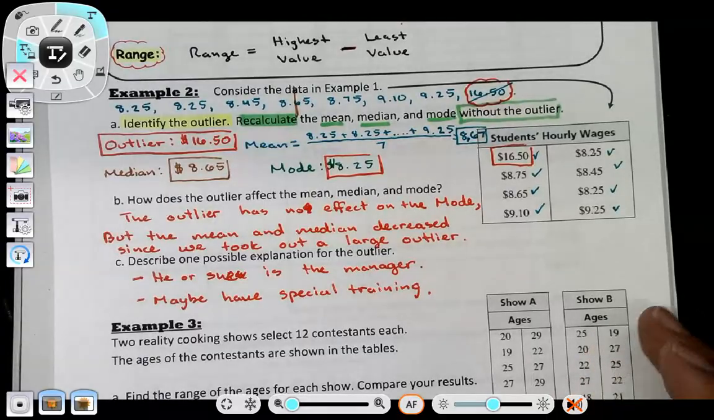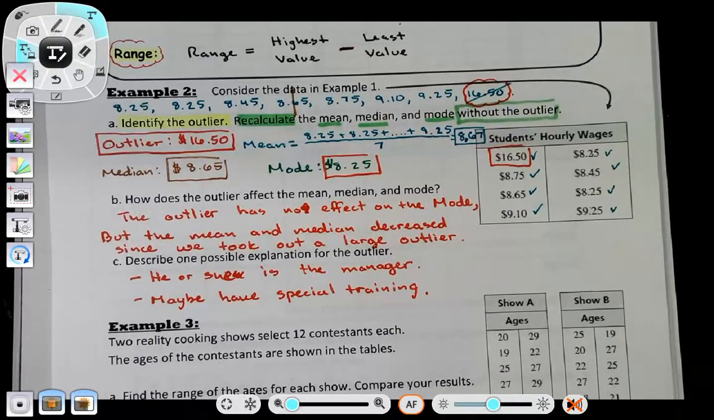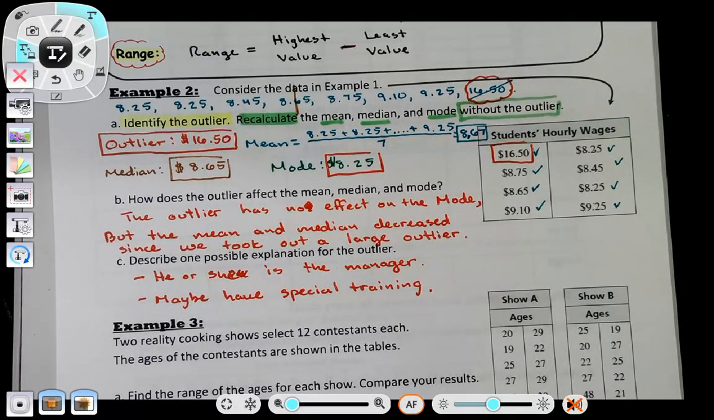All right, so questions. And again, you are going to get some of these random little opinion questions. So just think outside the box and go, man, why is that person making so much money compared to everybody else? Well, it usually means they're a manager or something. Okay? All right, which brings us to the last problem on this page here.